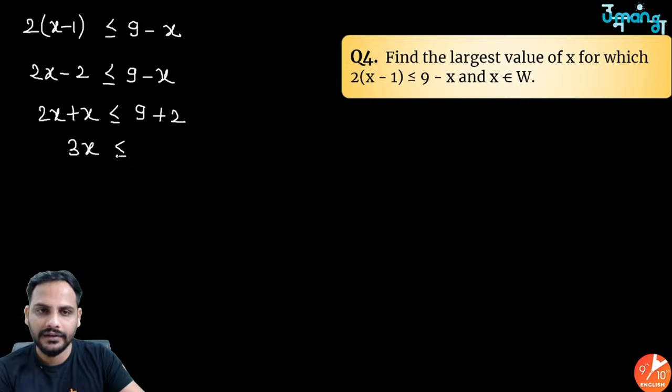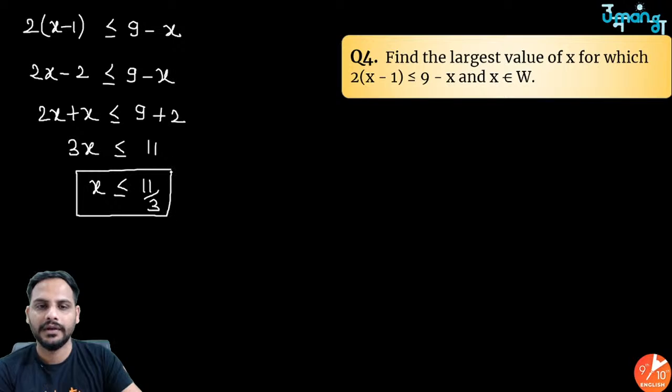So 3x is less than or equal to 11. So x is less than or equal to 11 by 3. Largest value of x: x should be less than or equal to 11 by 3. That means x should be less than or equal to, this is 3.666 and so on.